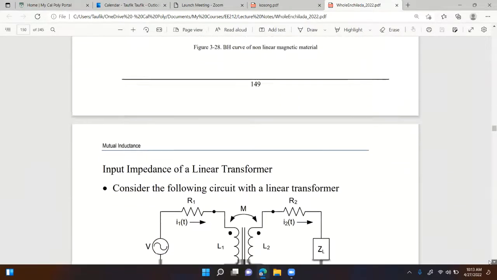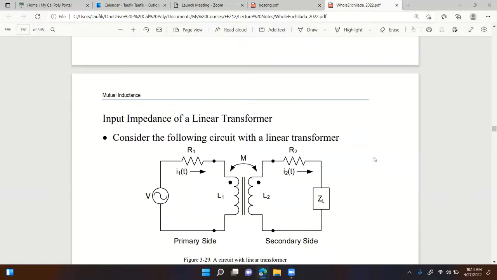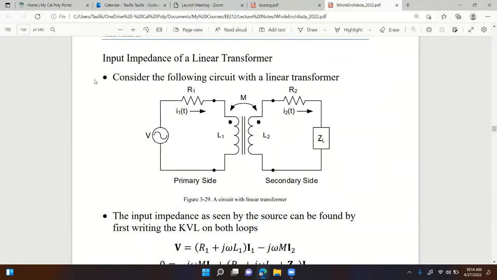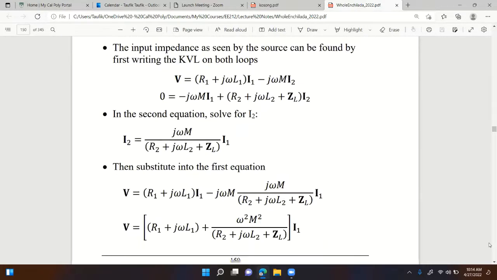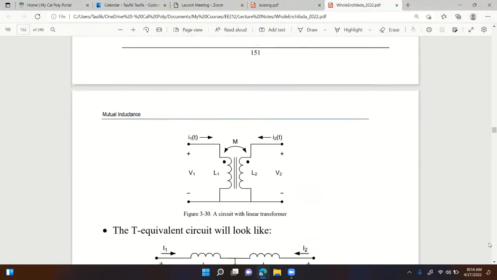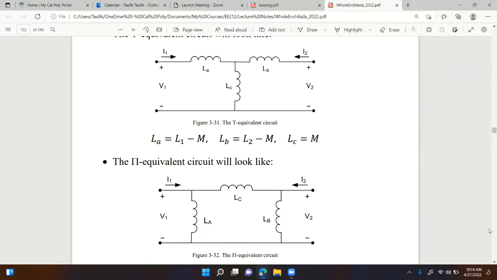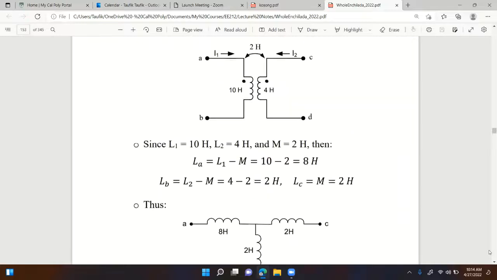But just in case you are dealing with a circuit with a linear transformer, then you could convert the linear transformer into either a T equivalent circuit or a pi equivalent circuit. And before that, we also looked at reflected impedance of a linear transformer, how you can actually change the value of the secondary side impedance to the primary side. That's called reflected impedance. And here are the T and pi circuits of linear transformers.